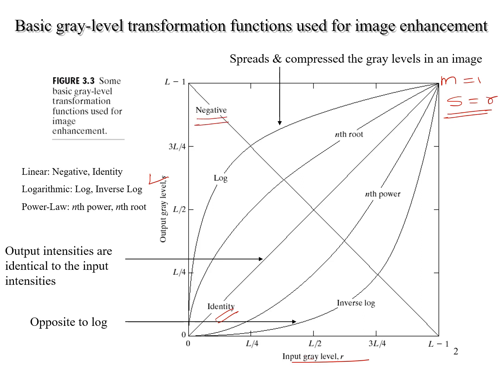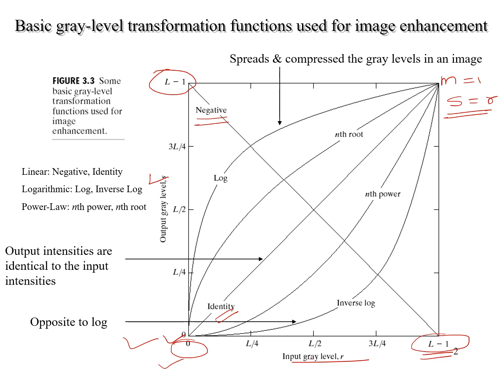The second transformation is negative, also known as negation. You must have seen negative films. What happens in that? Black becomes white and white becomes black. So what is happening here? For the bright value L minus 1, the corresponding output value is 0. So for a white pixel we are assigning black, and for a black pixel in the input we are assigning white, L minus 1. These two are known as linear transformations: identity and negative.